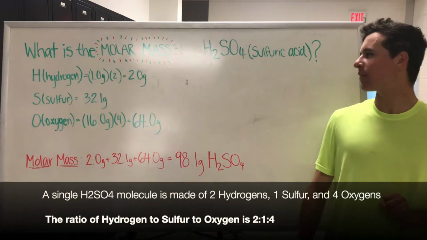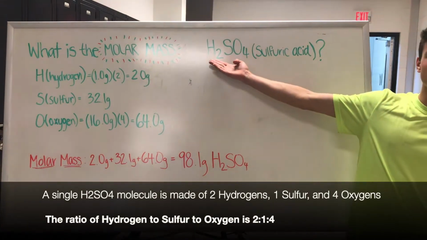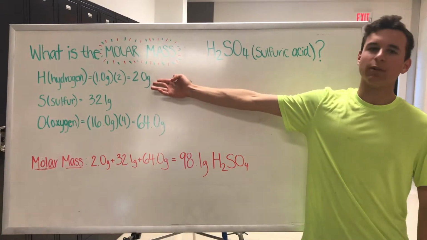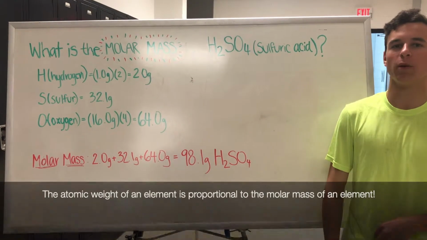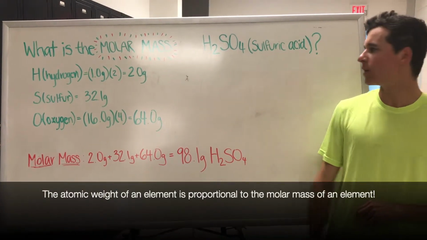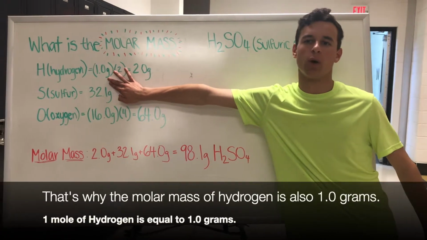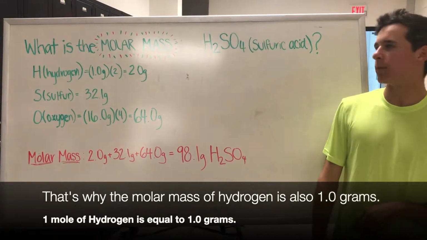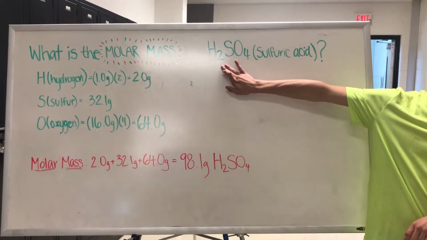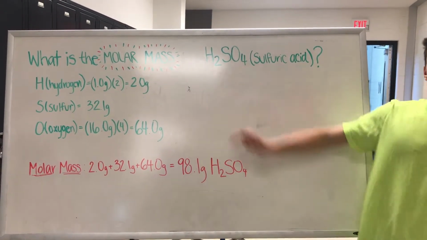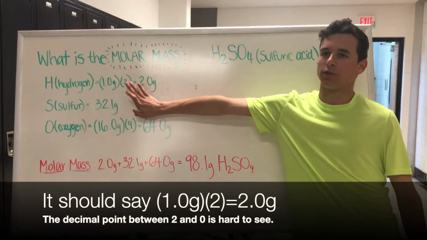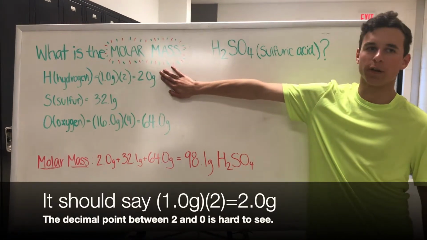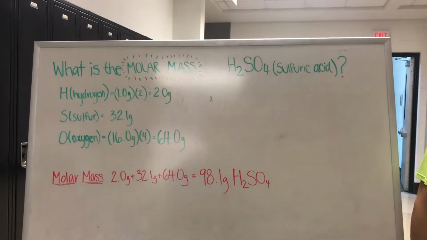Okay, so first we have to look at the first element in the formula, which is hydrogen. We look at the periodic table and we find that the atomic weight is 1 AMU. Because atomic weight is proportional to molar mass, we can convert that 1 AMU into 1 gram of hydrogen and 1 mole of hydrogen particles. Because there are 2 particles in the formula, that translates into 2 moles of hydrogen. So we take 1 gram, times 2 moles, to get 2 grams per mole of sulfuric acid.